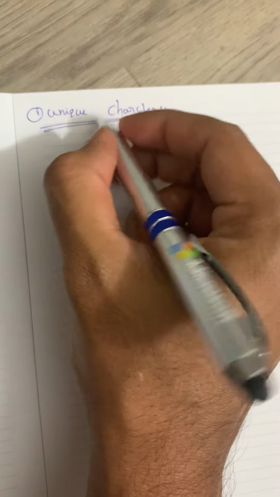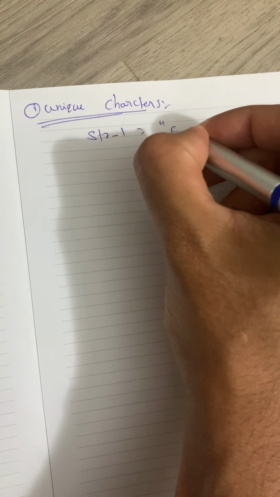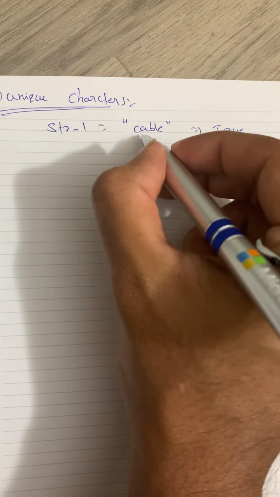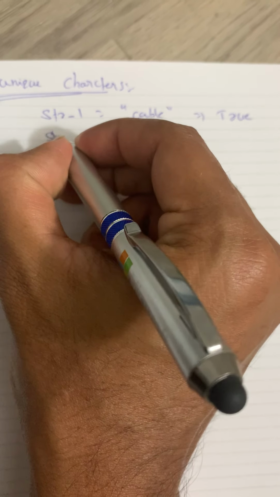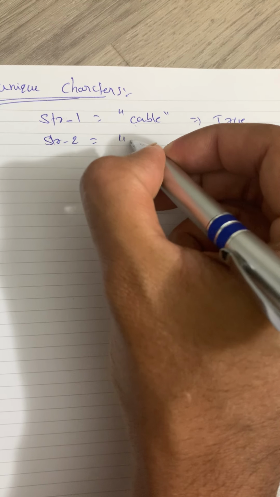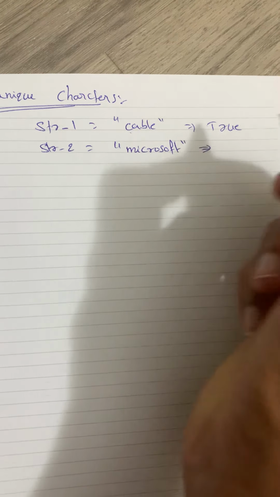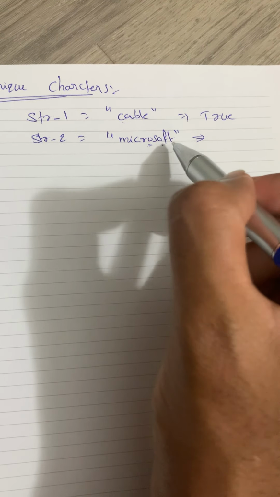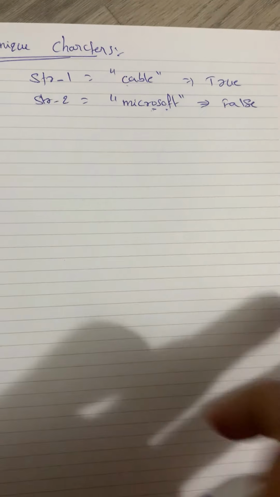So let's say, for example, string 1. Let's say this is "cable". This should return true because no character in this string is repeating. String 2, let's say, is "Microsoft". In this one we have two O's repeating, so we will be returning false.